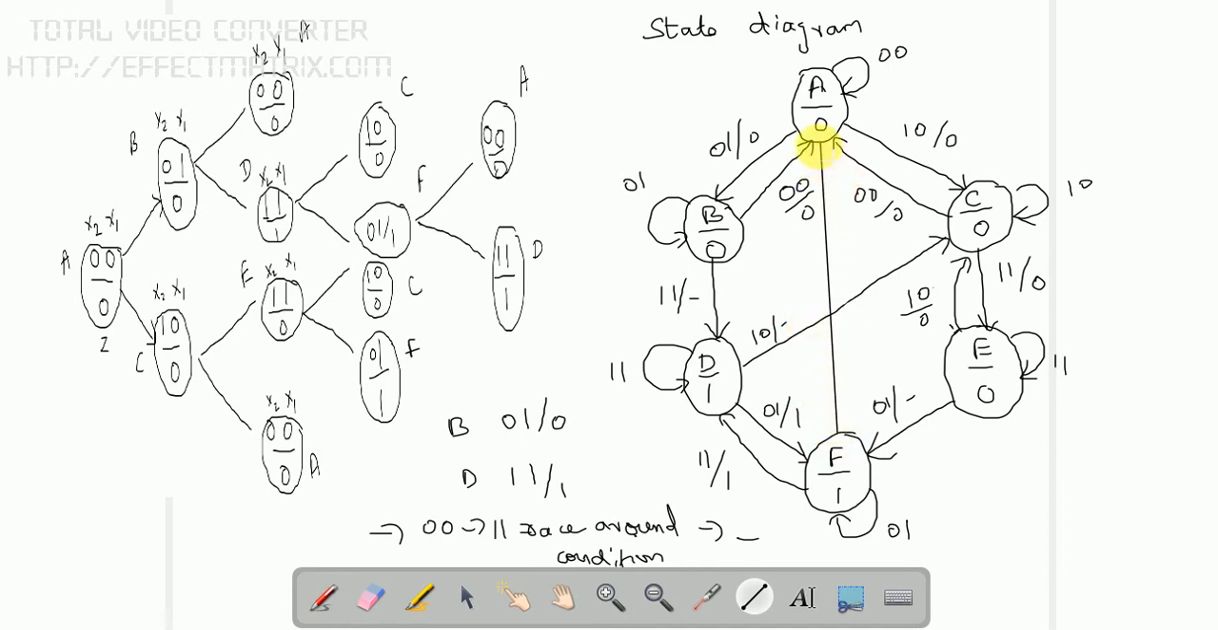And from F to A, 0 1 to 0 0. One input change occurs, and the output also has a transition, here 1 and here 0. So 0 0 slash dash, or else you can write 0 0 slash dash like this. So that's all about the state diagram.